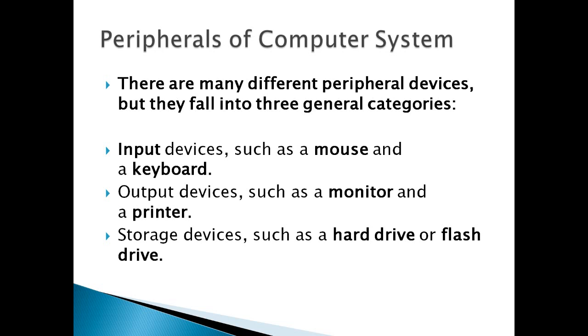Okay, the next thing is peripherals of a computer system. Now what does the word peripheral mean? Peripheral means any external device that can be used as an input or output for a computer system. There can be many different peripheral devices, but they fall generally into 3 categories. Input devices such as a mouse and a keyboard, through which we input our data to the computer. Output devices, our examples are monitor and a printer. Storage devices such as hard drive or flash drive, USBs, memory cards, all such lie in the storage devices.